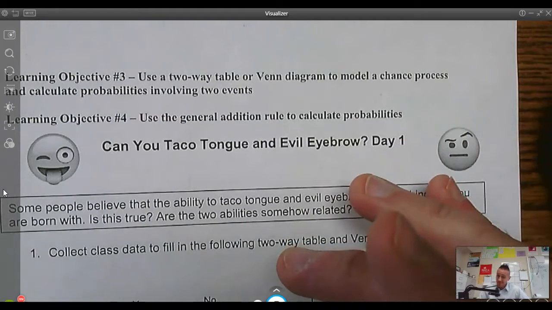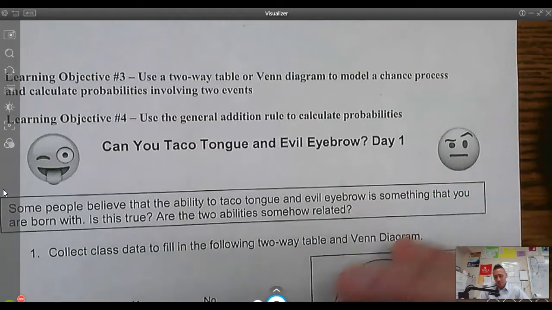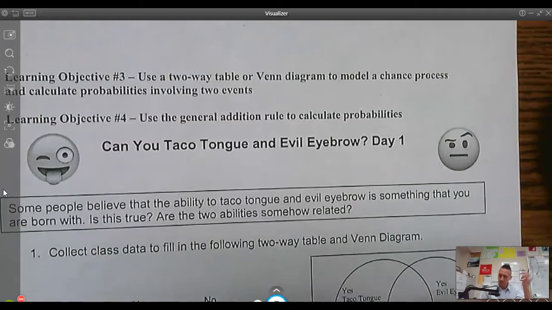Like, I don't think I can evil eyebrow. I'm too nice of a person, I think.